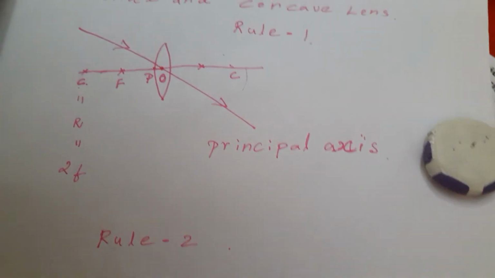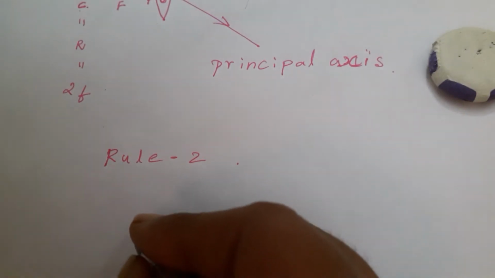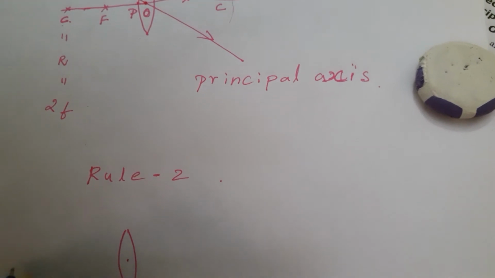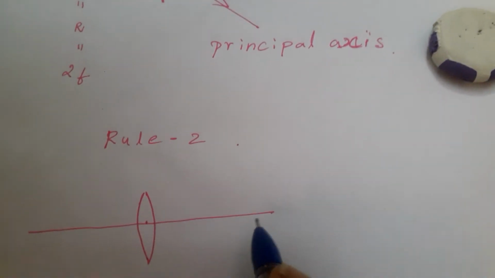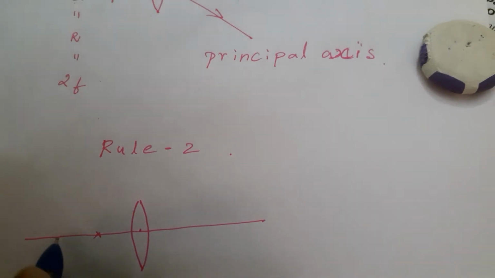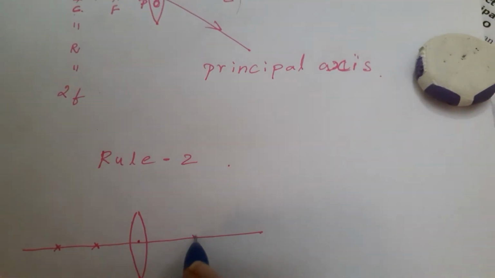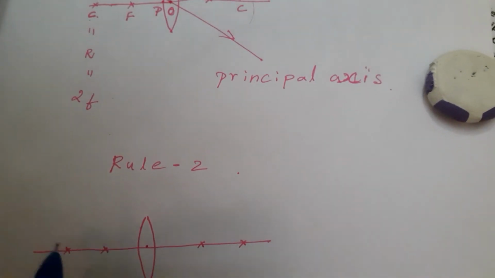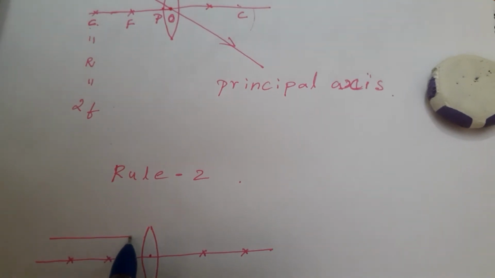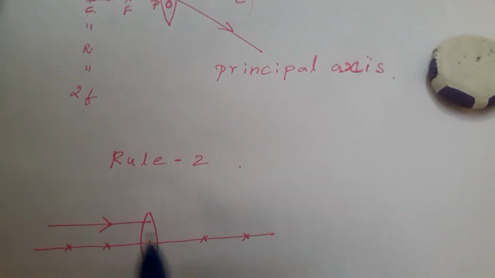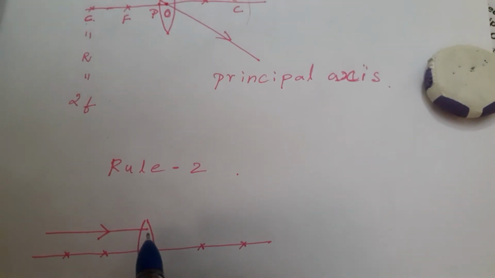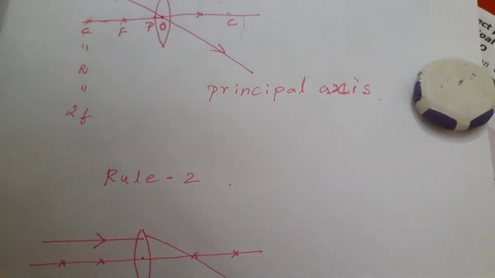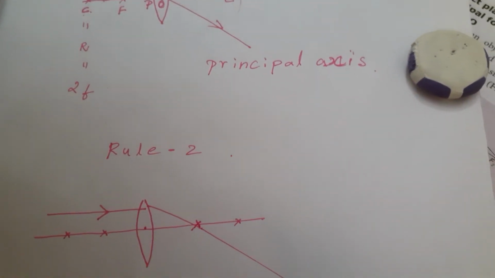Rule number 2. Again you have to draw the convex lens and the principal axis. What is the principal axis? The line which is passing through the optic center and focal point is called your principal axis. If a ray of light is parallel to the principal axis, after refracting it will deviate through the focal point.